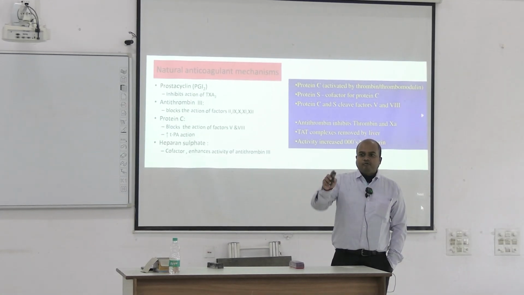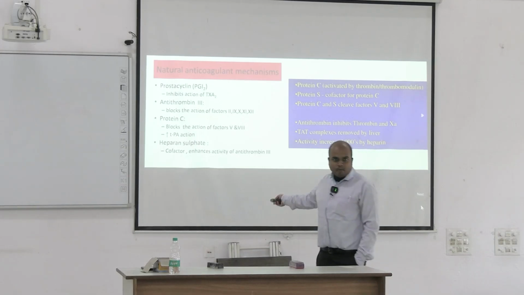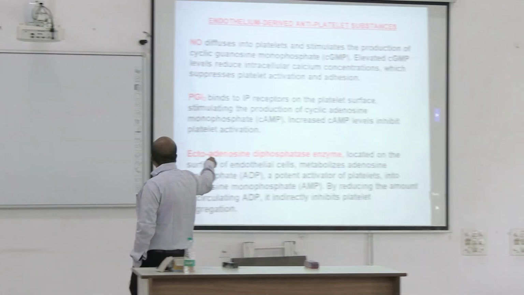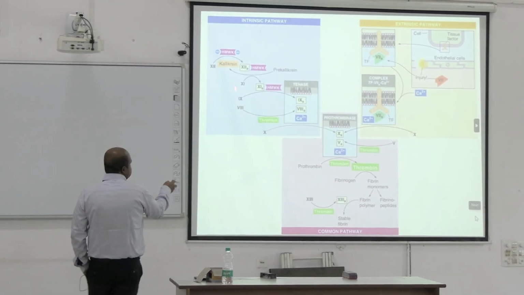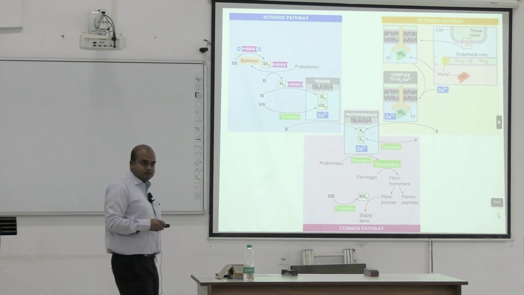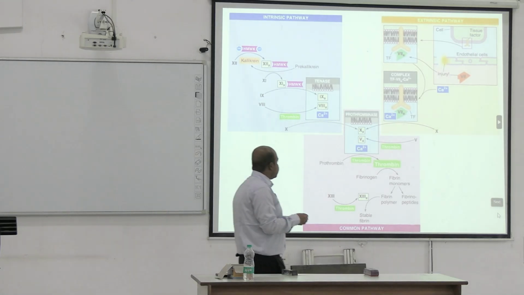Which substance? 5 to 5A, 8 to 8A by thrombin. Thrombin is required in so many steps. It is by thrombin. Just go back. See, so who inhibits this? Protein C and protein S as cofactors.